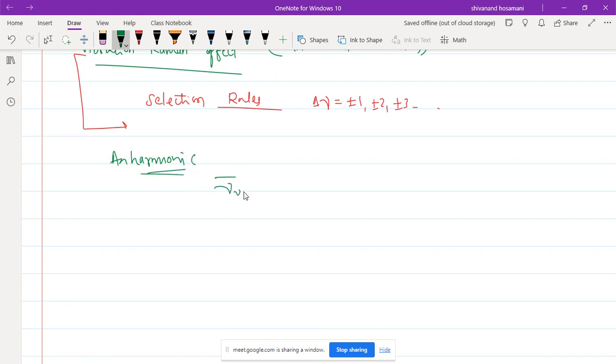Wave number nu bar of nu is equal to nu plus 1 by 2 times omega e. Then the anharmonic constant term gets added. That is going to be nu plus 1 by 2 whole square into omega e xi.